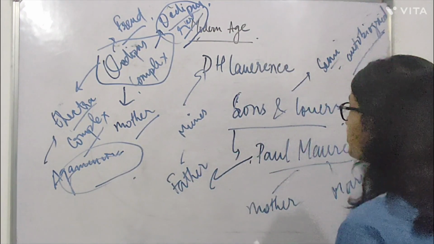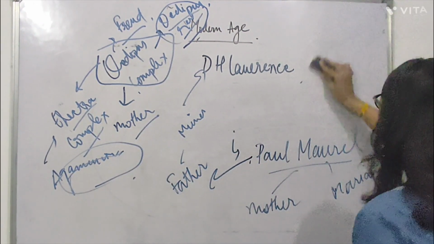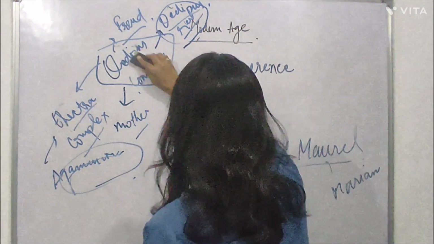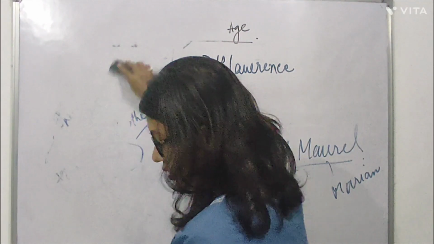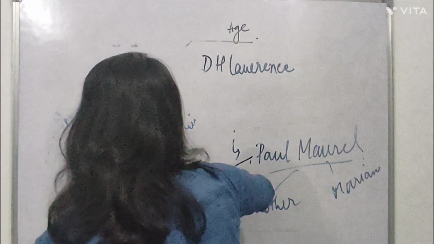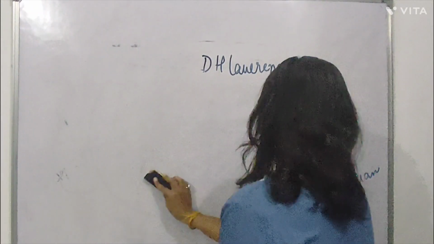Now let's talk about D.H. Lawrence. We were talking about Sons and Lovers, and I've already told you that it is filled with Oedipus complex. Now, you should know the last line of this book, which is Sons and Lovers.